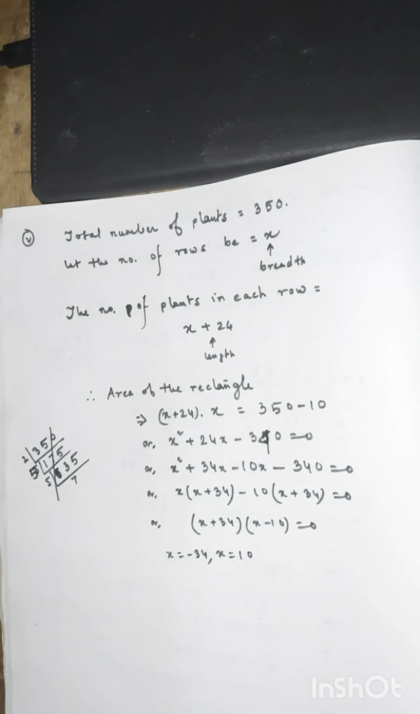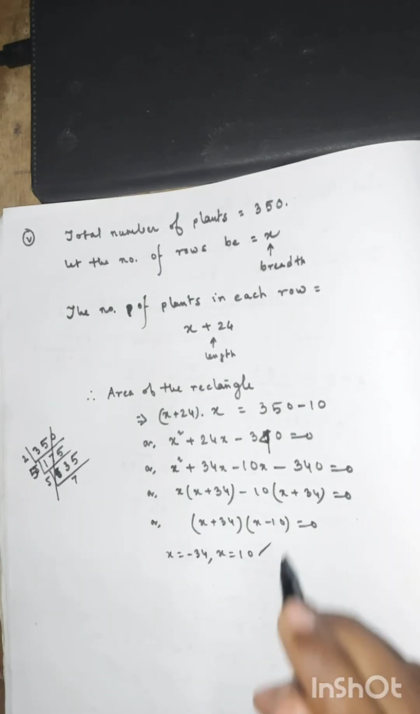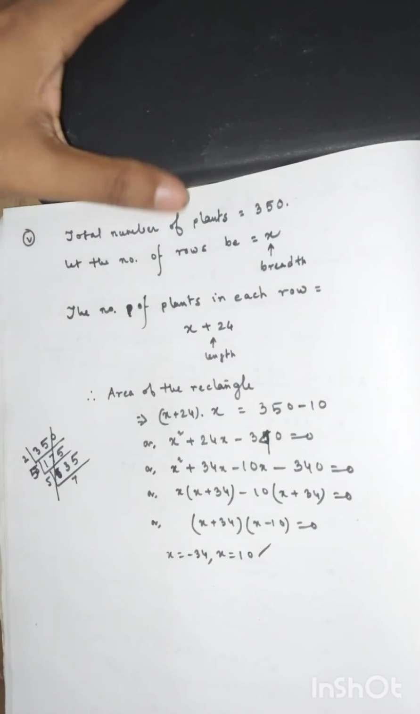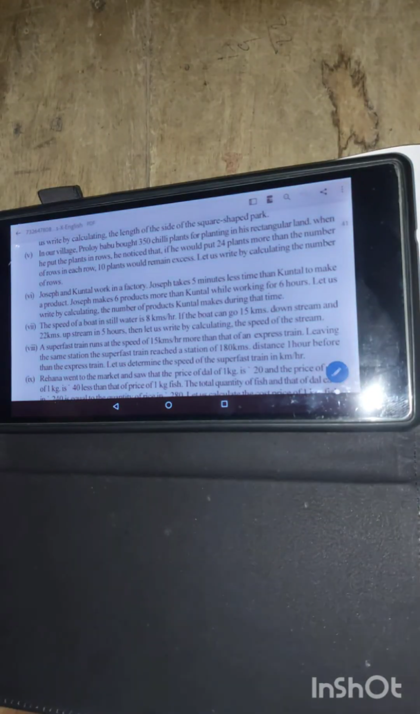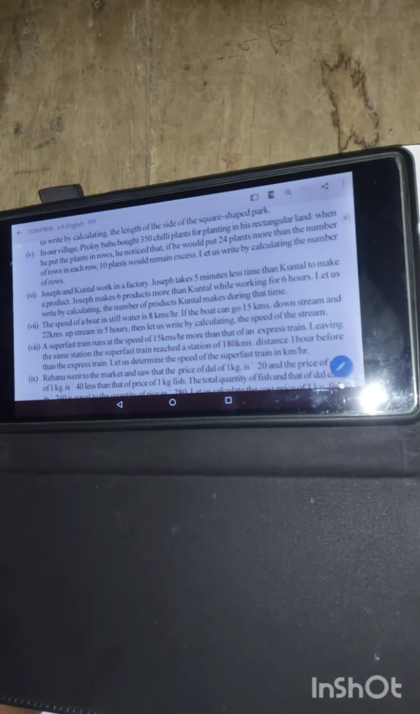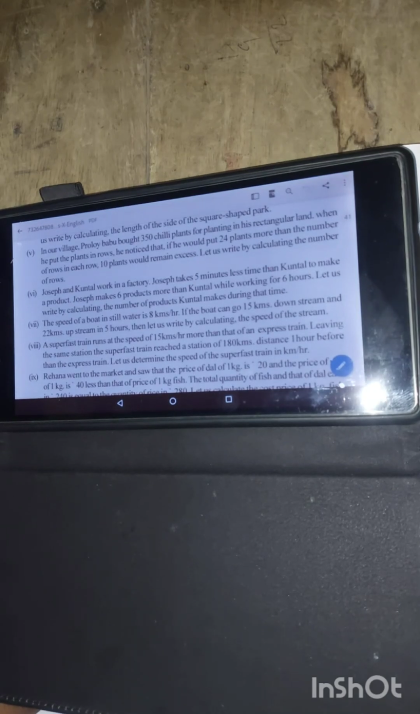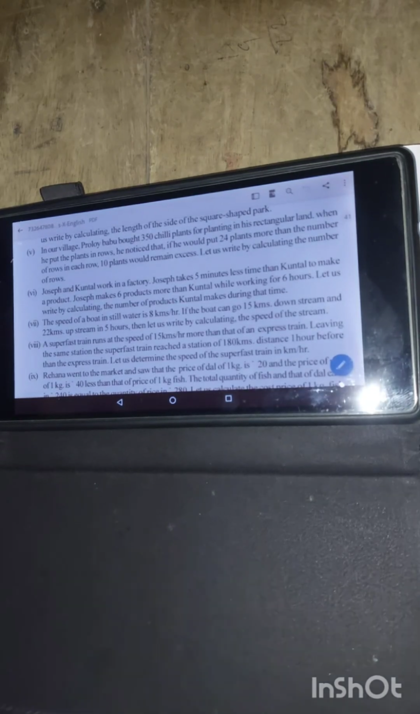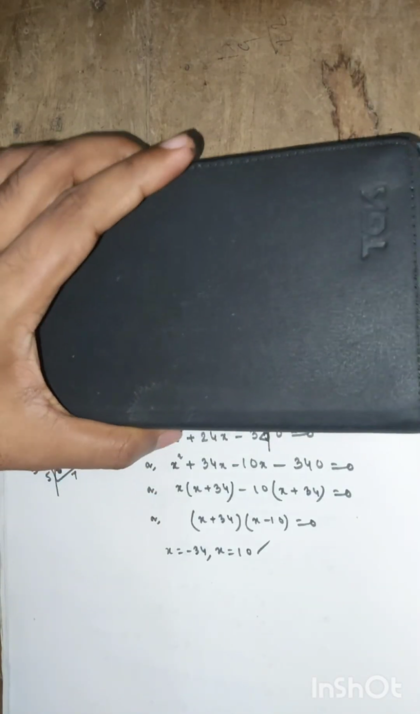So these are the two values of x. So x should be 10. So the number of rows is equal to 10.